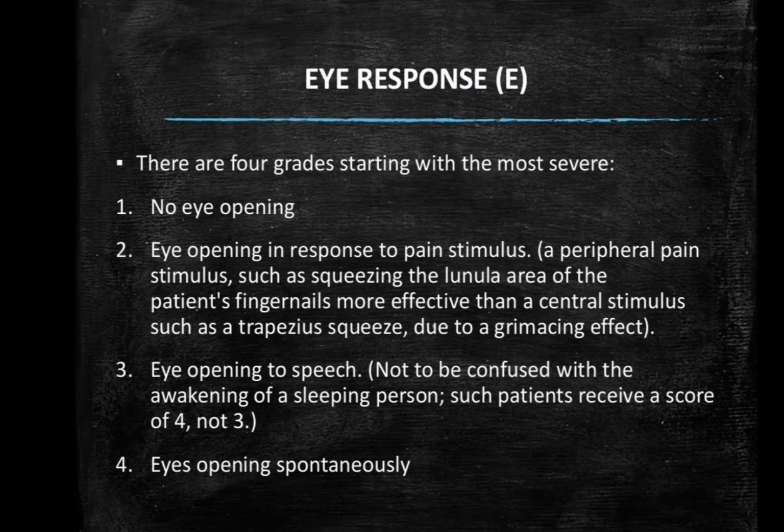For the eye response, there are 4 grades starting with the most severe. First is no eye opening. Second, eye opening in response to pain stimulus. A peripheral pain stimulus, such as squeezing the lunula area of the patient's fingernails, is more effective than a central stimulus, such as a trapezius squeeze, due to a grimacing effect.